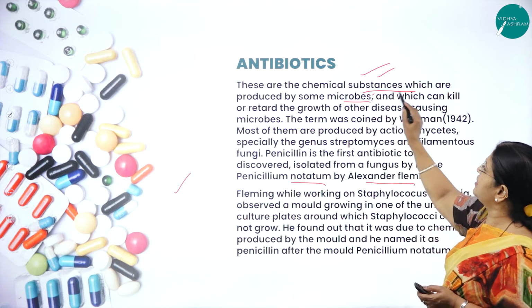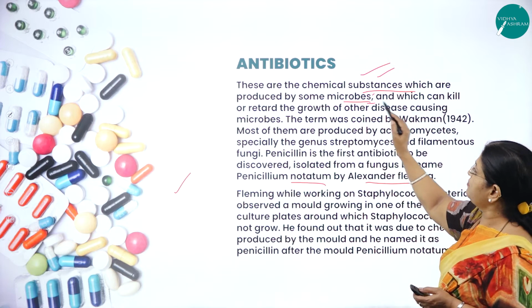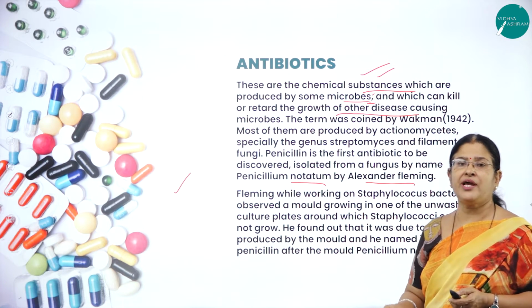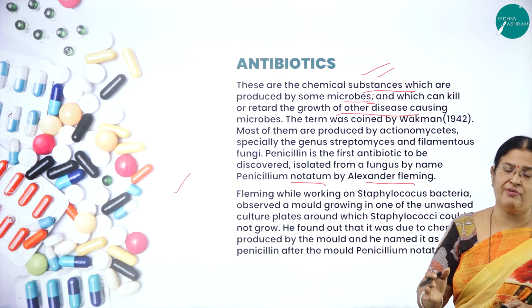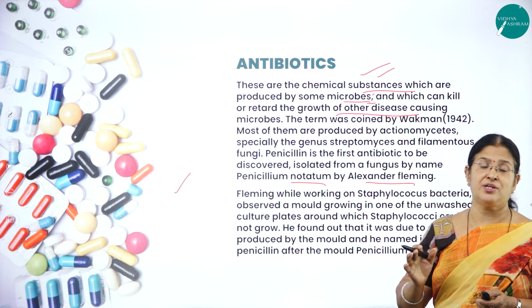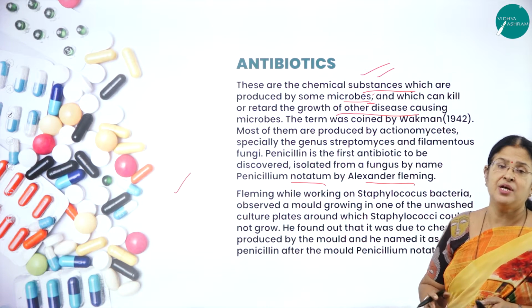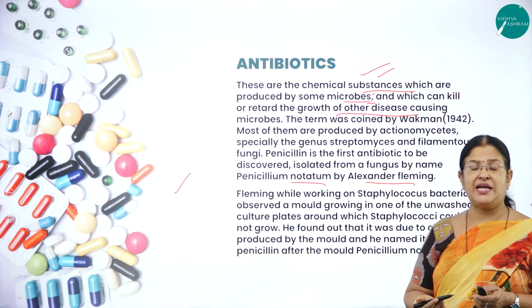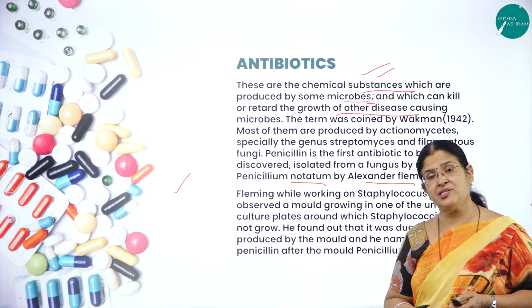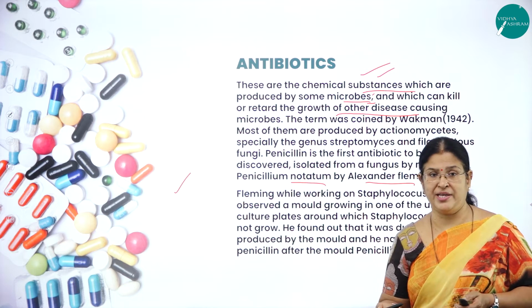So these are the chemical substances which are produced by microbes and which can kill or retard the growth of microorganisms. So whenever you take an antibiotic, the disease will subside. Why? Because it is going to kill the microorganism, and it is going to hinder its multiplication. So as you know, the very important characteristic feature of microorganisms is what? Multiplication. So once it is inside the body of the host, it multiplies, right?